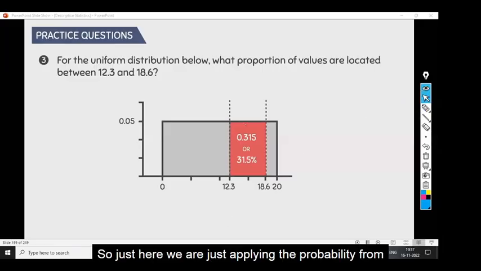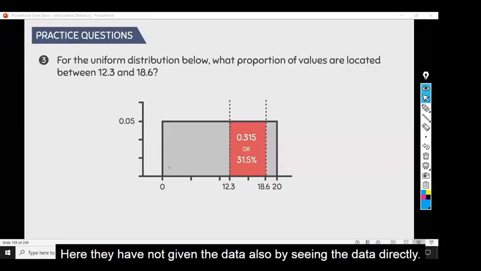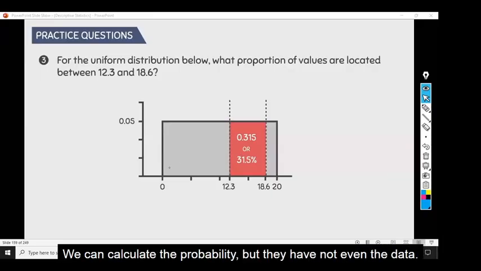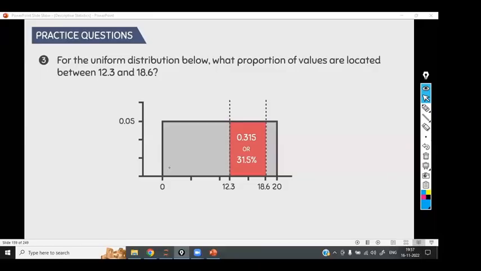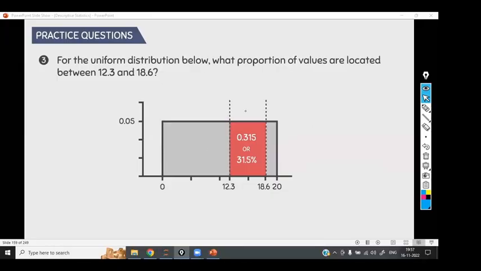Now, here we are just applying the probability from here to here. You just want the distance into the height. Here they have not given the data also. By seeing the data directly, we can calculate the probability, but they have not given the original data. Without giving the data, they have just given the diagram.